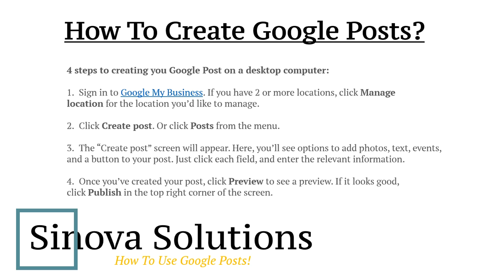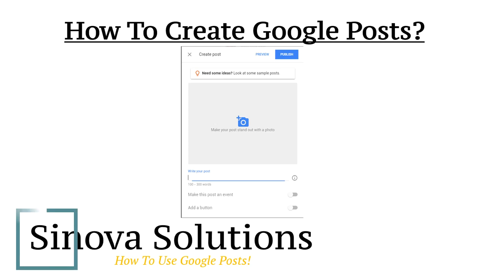The create post screen will appear, and you'll see your options to add photos, text, events, and a button on your post. Just click each field, enter the relevant information. And once you have created your post, you click preview to see it in preview. If it looks good, then you publish. It's really that simple, and this is what it looks like to create the post. So it's very, very simple.